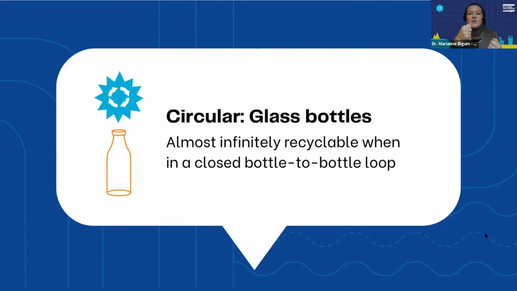Now, when it comes to recycling, glass bottles are almost infinitely recyclable. You have some loss, but if you mix it with other things or you put it in cement, then obviously it's not recyclable. So that's why it's almost infinitely recyclable when you use it in a bottle-to-bottle loop. And that's really important because sand is also a material that is scarce and that there's a global demand for.